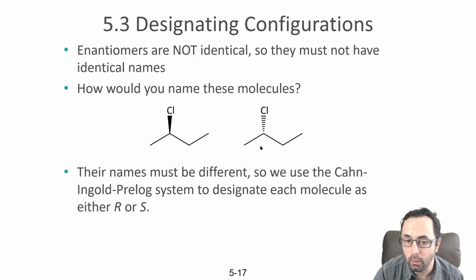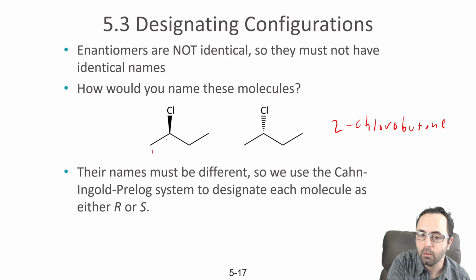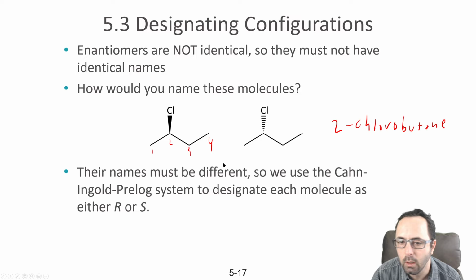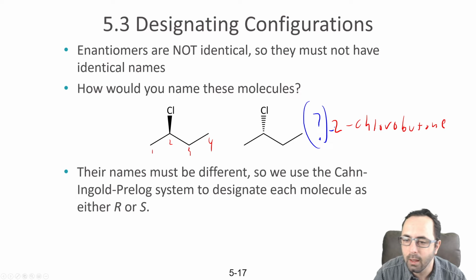So if we have two molecules like this, how are we going to differentiate them in terms of naming? Well, they would both be 2-chlorobutane. If we number the carbons like this, 1, 2, 3, 4, the chloro group is on the second carbon, so we call this 2-chlorobutane. So the question is, since these are two separate isomers, we need a way to designate which one is which using the name. And we're going to use R or S at the front to do that.